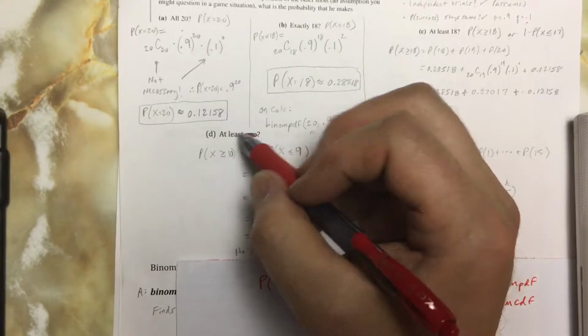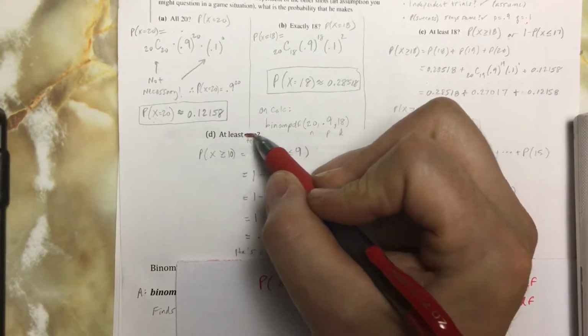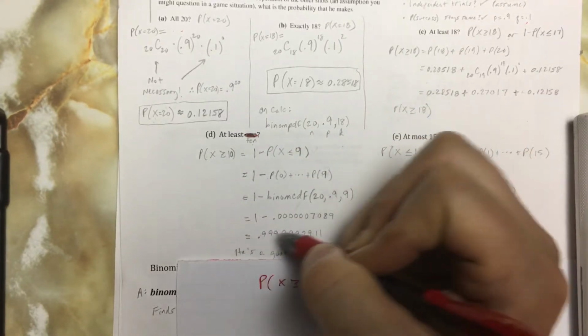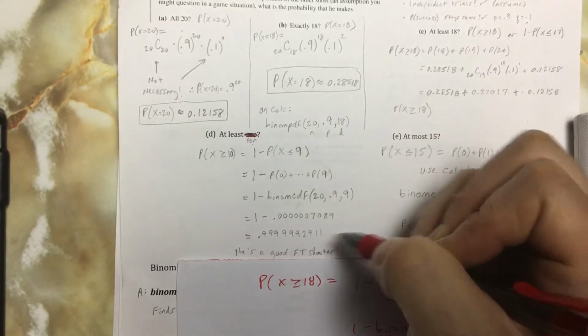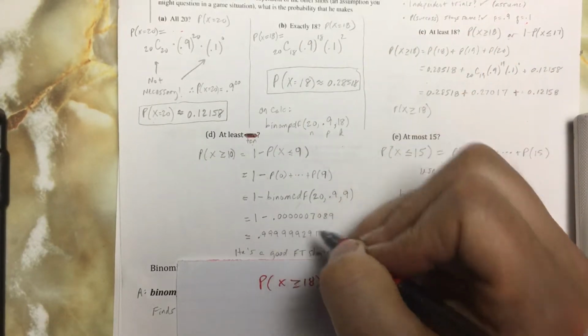That's why I changed this, to be honest with you, because the probability of at least 1, if we calculated that out, would tell us pretty much 1. It would be 0.9 repeating for a long time. That would be almost exactly 1.